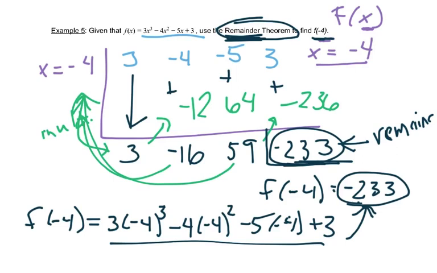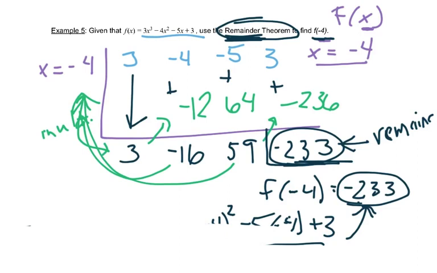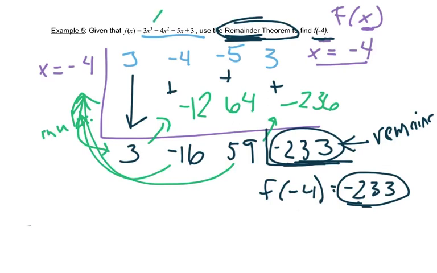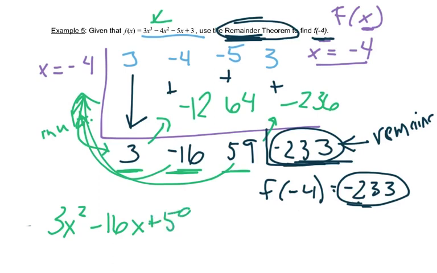The other thing I want to talk about, let me erase this for a second. I want to use this example to talk about how we would write that answer when there is a remainder. So remember that if it wanted us just to divide and write the answer, this one starts with an x cubed, which means this one has to start with an x squared. So we would have 3x squared, and then we use this -16, and we'd put an x after it. And then we'd use this 59, and we'd have plus 59.